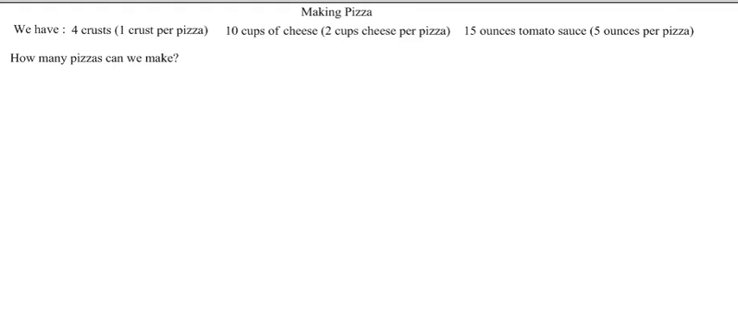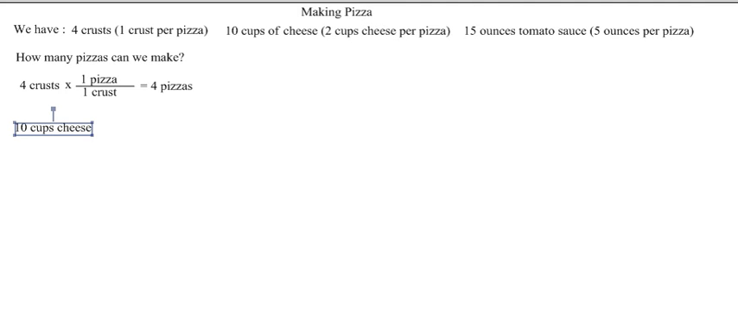And we're going to look at this by doing dimensional analysis. And only a chemist would use dimensional analysis for making pizzas, but ignoring that fact for the moment, if we know we have 4 crusts and it takes 1 crust per pizza, or our ratio is 1 pizza per 1 crust, that means based on our crusts we can make 4 pizzas. If we look at our cheese now, we've got 10 cups of cheese, and again using dimensional analysis, it's 1 pizza per 2 cups of cheese. That means based on the cheese we can make 5 pizzas.